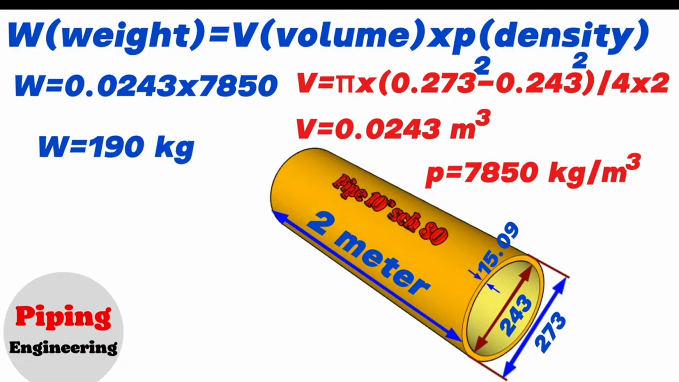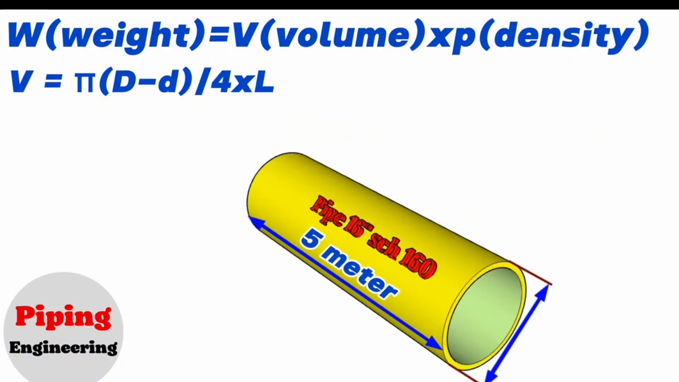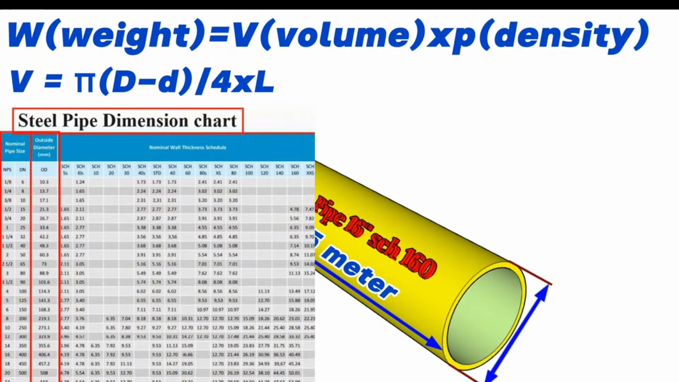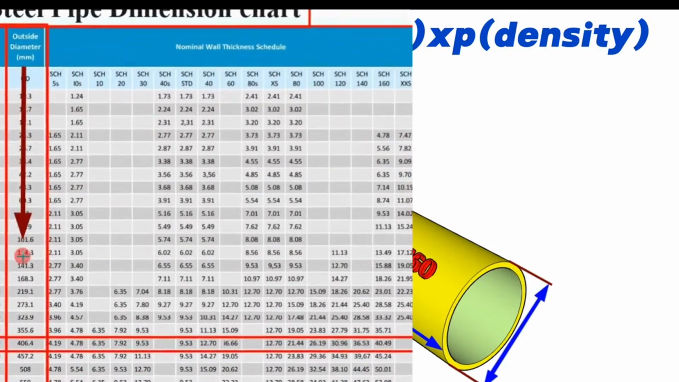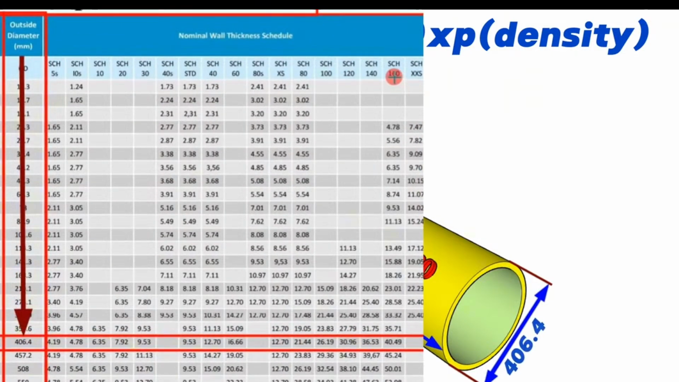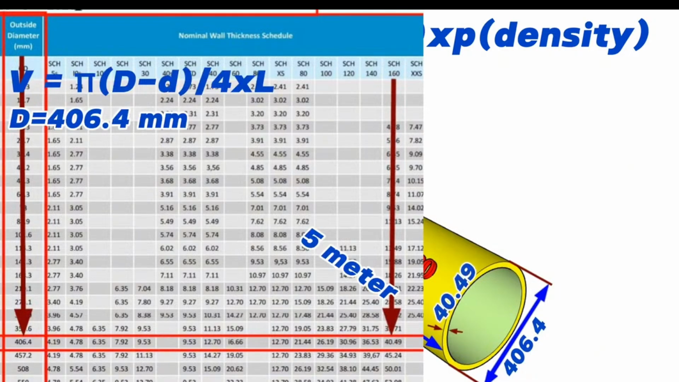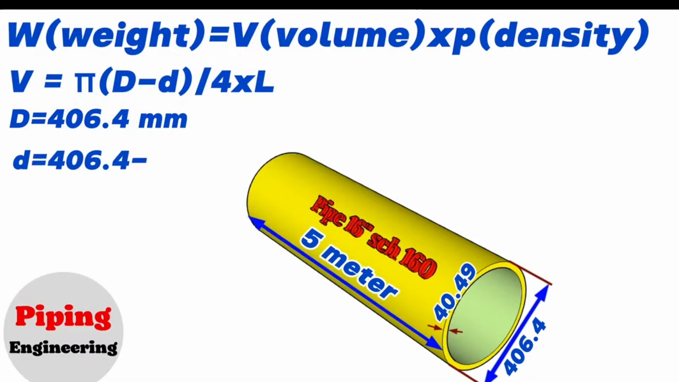Now let's calculate the weight of a 16-inch iron pipe with a wall thickness of schedule 160 and a length of 5 meters. Since I already know some of the calculations now, I won't repeat them and will move quickly. We will look at the row showing nominal pipe size 16 inch in the pipe size chart. From the chart, we find that the outer diameter of the 16-inch schedule 160 pipe is 406.4 mm and the wall thickness is 40.49 mm. Then the inside diameter equals the outside diameter 406.4 minus 2 times the wall thickness 40.49.